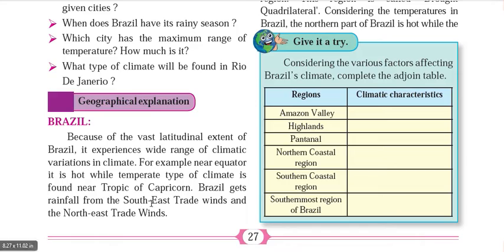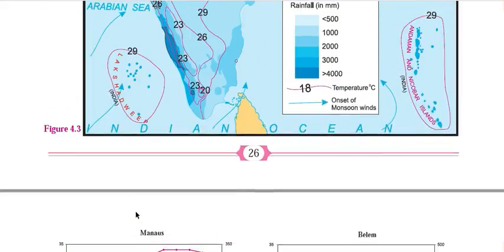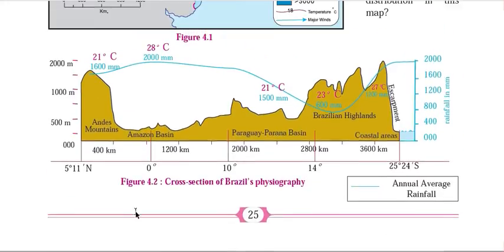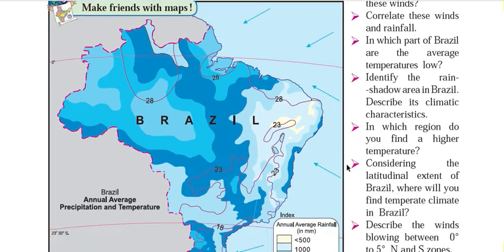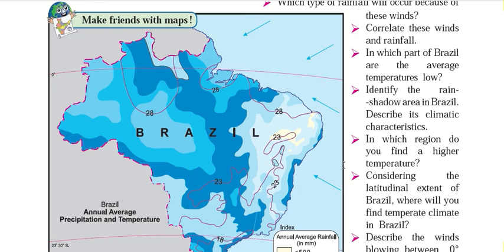Brazil gets rainfall from southeast trade wind and northeast trade wind. See here, I have already shown you this figure. Okay, so this is northeastern trade wind, this is southeastern trade wind. So Brazil gets the rainfall because of these two types of winds.